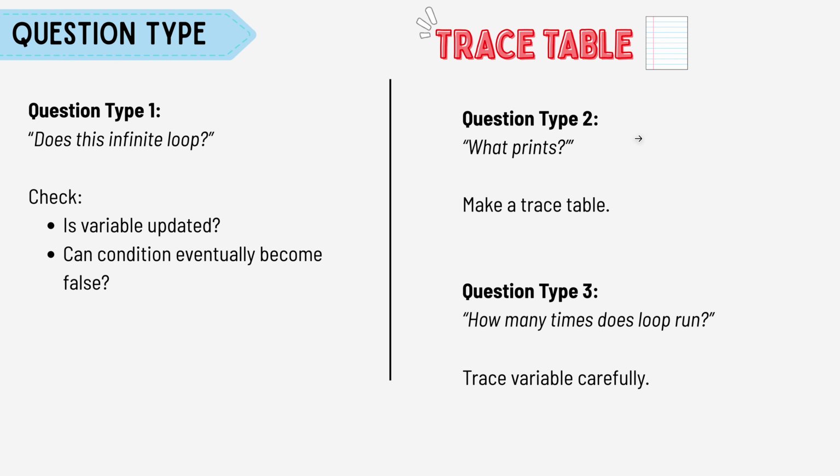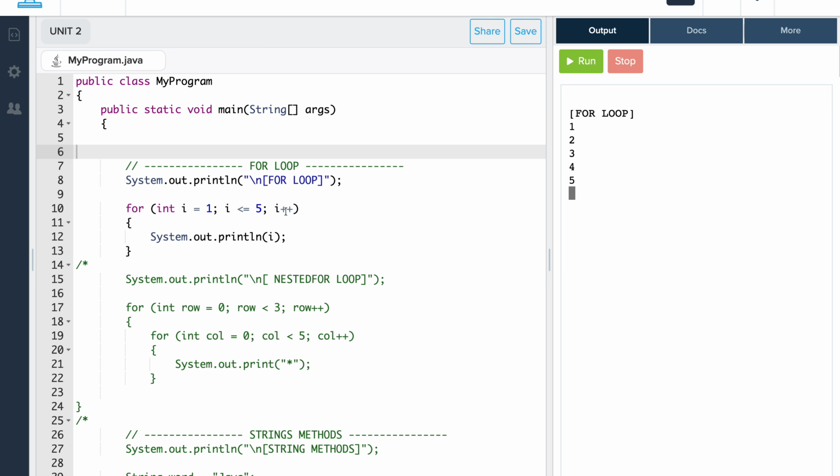Next, identifying the question types. These are some of the most common question types you get on the MCQs. It's like, does this loop infinite? And to identify that, that would basically mean there is no code increment.